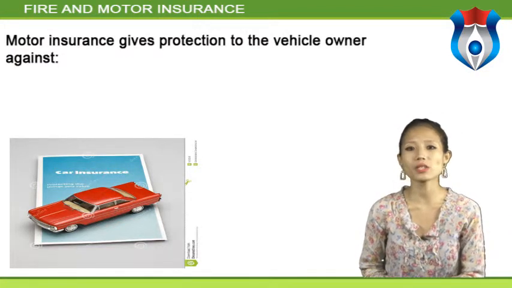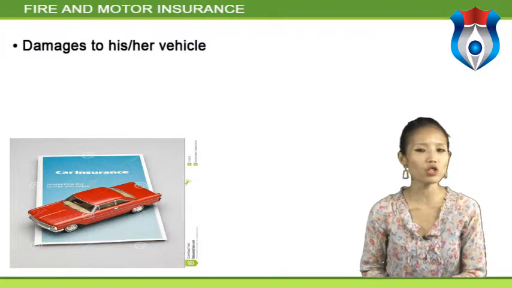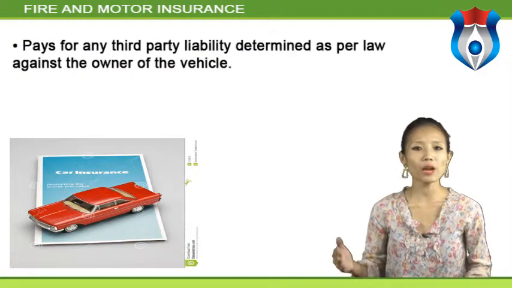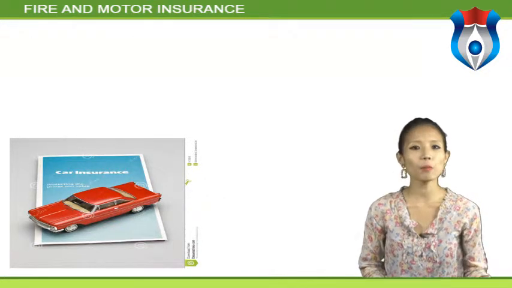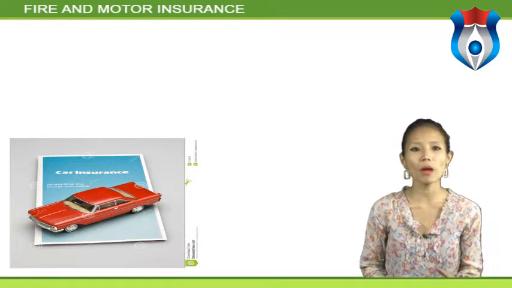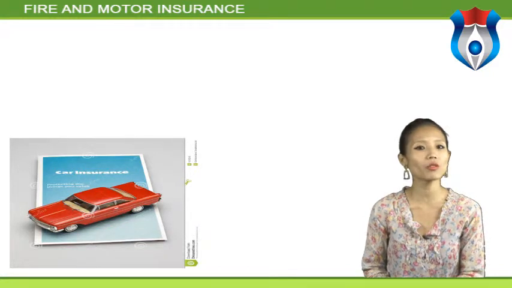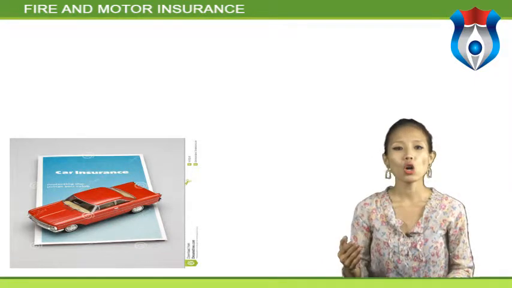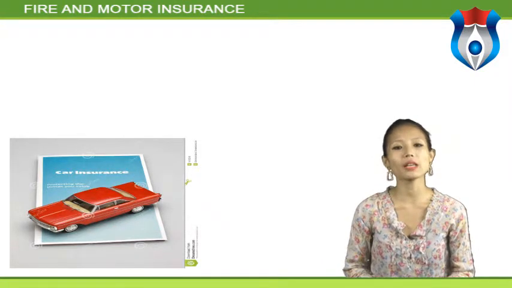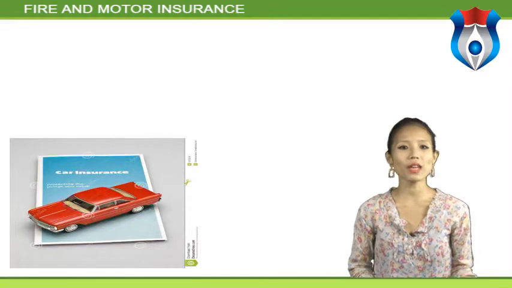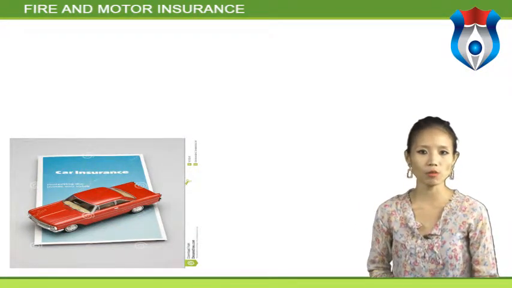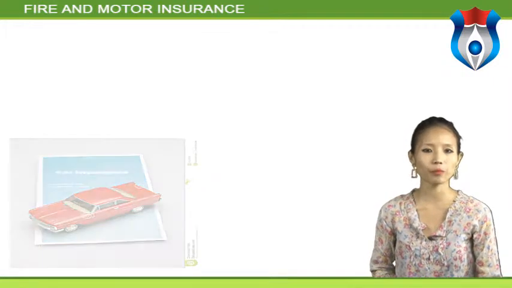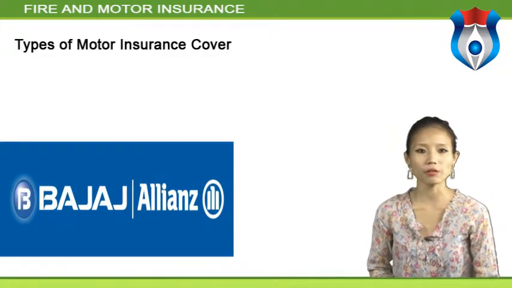Motor insurance gives protection to the vehicle owner against damages to his or her vehicle, and pays for any third-party liability determined as per law against the owner of the vehicle. Third-party insurance is a statutory requirement. The owner of the vehicle is legally liable for any injury or damage to third-party life or property caused by or arising out of the use of the vehicle in a public place. Driving a motor vehicle without insurance in a public place is a punishable offence in terms of the Motor Vehicles Act 1988.